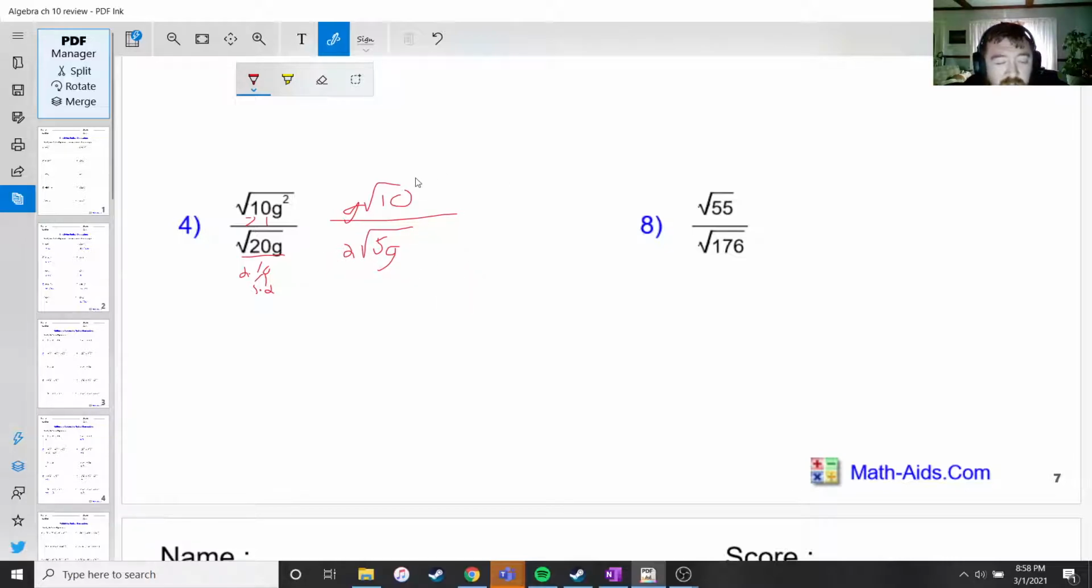And what you'd want to do is multiply top and bottom by the radical. So we want to get rid of the radical on the bottom, right? So to do that, we need to square it down there. So then you're going to have g radical 10 times 2 radical 5g over 2 square root of 5g times 2 square root of 5g. We're going to have 4 times 5g, 20g on the bottom.